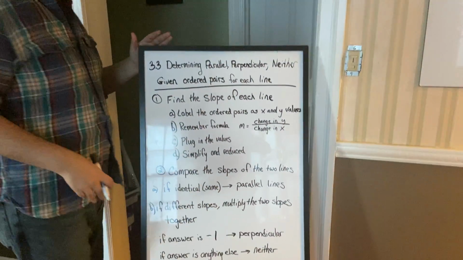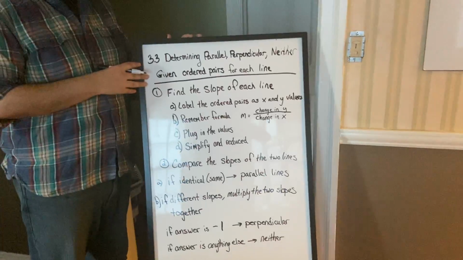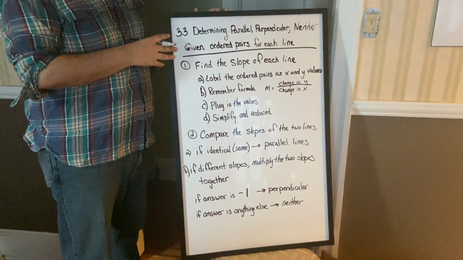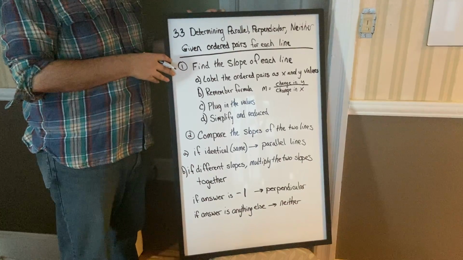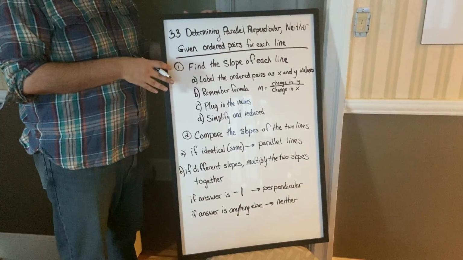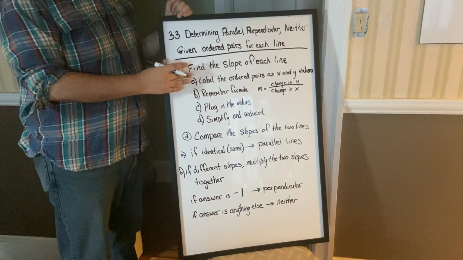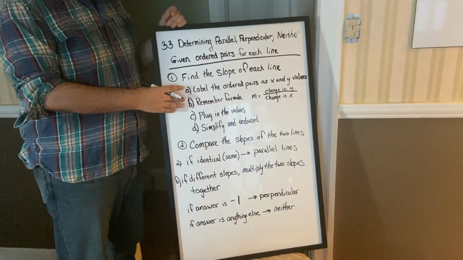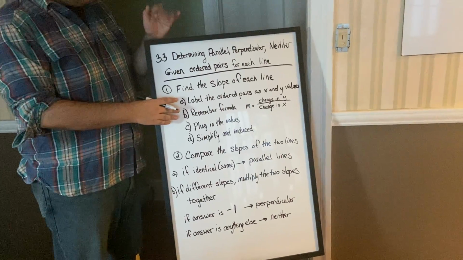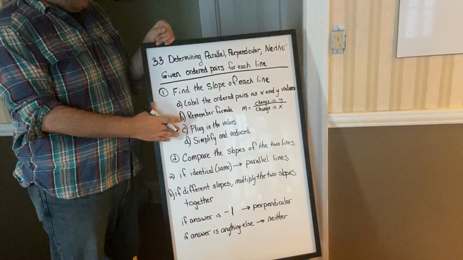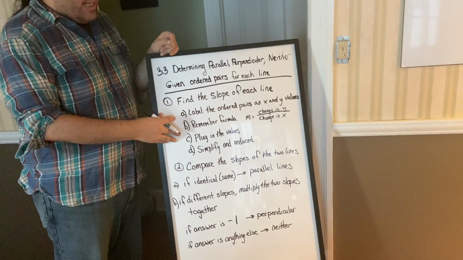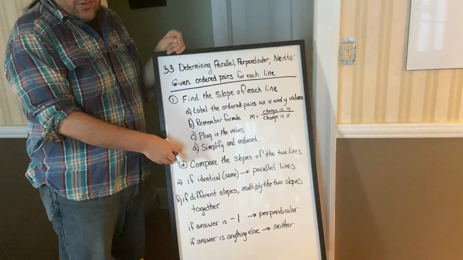So what you're going to see on the test is that you're going to be determining parallel, perpendicular, or neither. The first thing that you're going to have to do is find the slope of each line. And we talked about how to find slope. We kind of condensed it here. Remember, you're going to get some ordered pairs, label each ordered pair as an x and a y. Remember your formula, the change in y over the change in x. Plug in the values in that bare bones formula, and then simplify and reduce, okay? Once you do that, then you'll have the slope of each of those two lines.